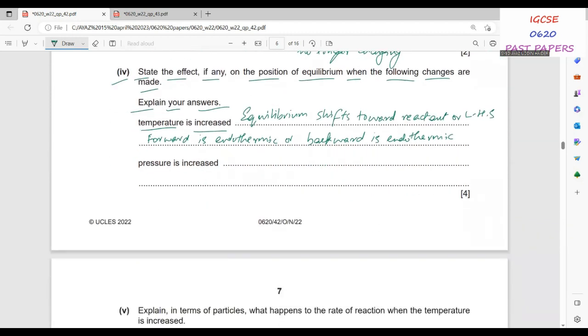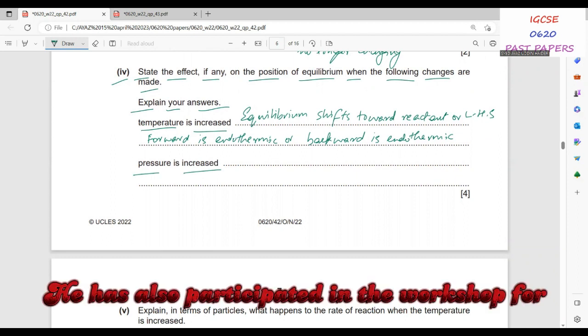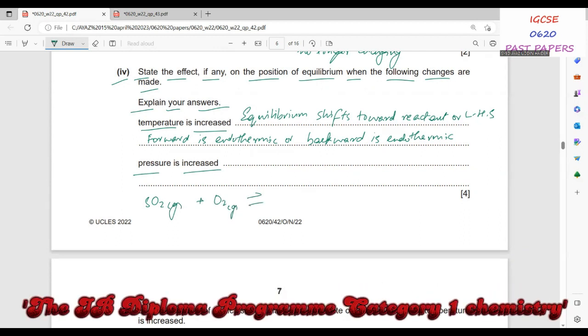Now, what will be the effect of increasing the pressure? For this, you should know the number of moles on each side of the reaction. We have SO2 gas plus O2 gas. SO3 will be the product. It's also gas. Now count the number of moles on each side. On the reactant side, 2 plus 1, 3, and the product side 2. So if you increase the pressure, the equilibrium shifts towards the side with less number of moles.